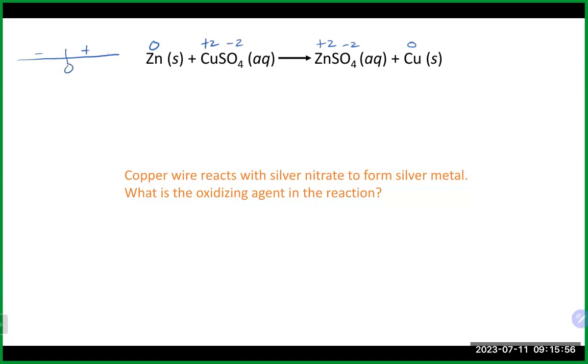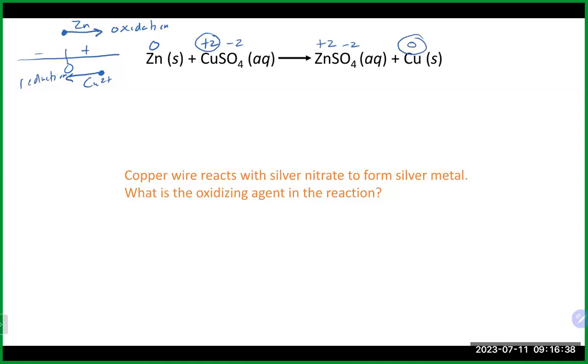So we could use our number line here to help us figure it out. If we look at the zinc to start with, zinc is starting at 0, and it is ending on the right-hand side at +2, which means it is becoming more positive, which means it is going through oxidation in this case. If we look at the copper on the left-hand side, it actually has a +2 charge, which means it would be like here. And on the right-hand side, it ends up with a 0 oxidation state, which means it is moving in the left direction, becoming more negative, and it is going through reduction in this case.